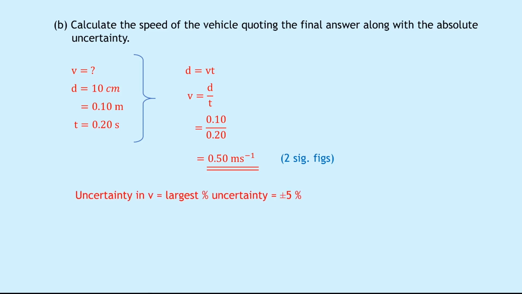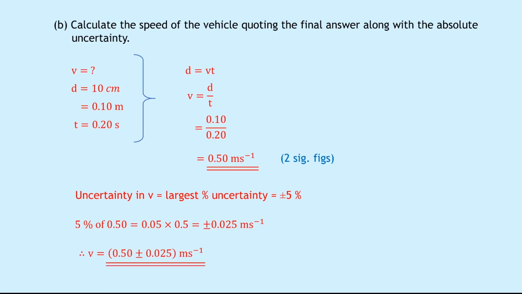The uncertainty in the speed is equal to the largest percentage uncertainty out of the distance and the time uncertainties, which is plus or minus 5%. And then converting back into an absolute uncertainty, we have 5% of 0.50 equals 0.05 times 0.5, which gives us plus or minus 0.025 meters per second. And stating our final result, we have V equals 0.50 plus or minus 0.025 meters per second. Notice again that is to two significant figures.